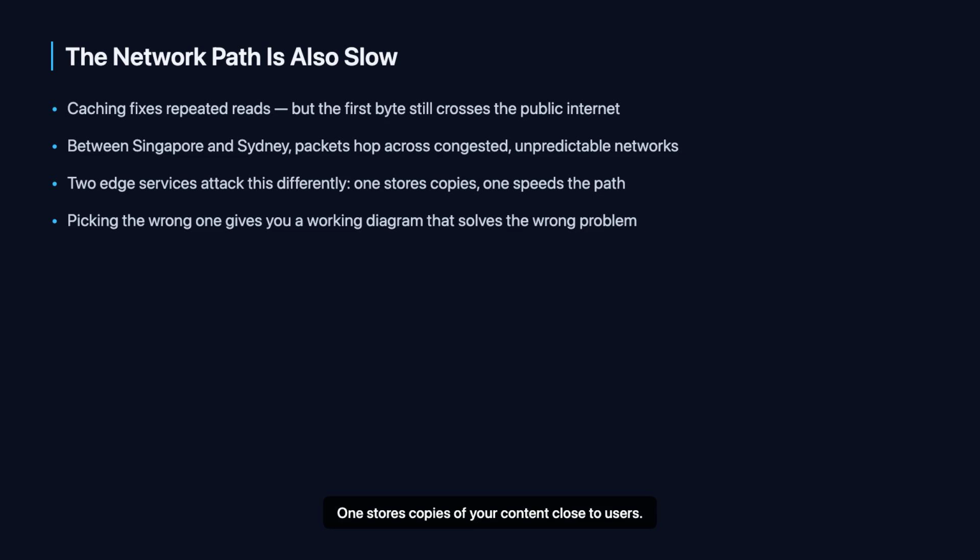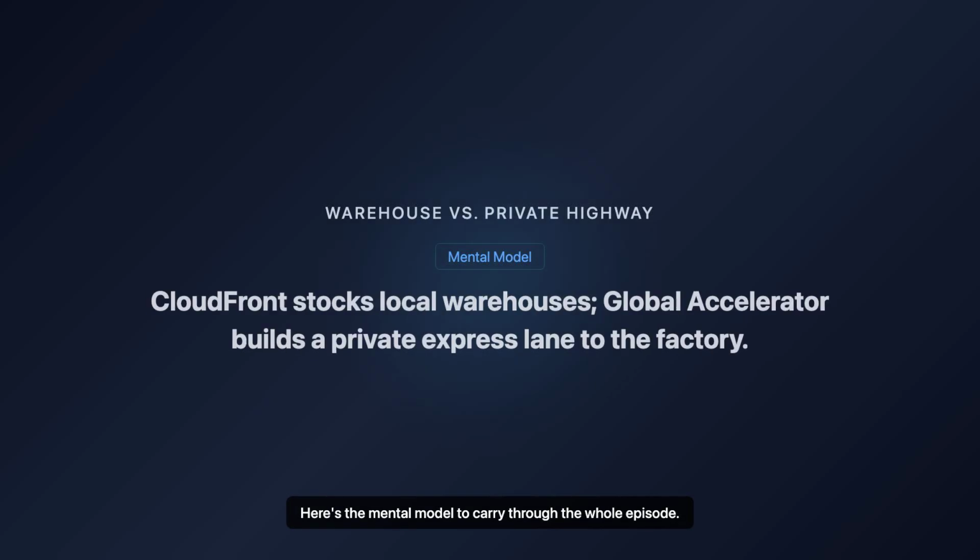One stores copies of your content close to users. The other speeds up the path itself. Choose the wrong one, and you'll build a diagram that runs perfectly while solving the wrong problem. Here's the mental model to carry through the whole episode.